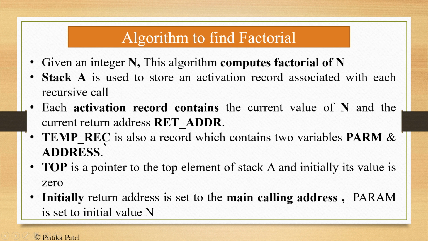This temporary record is required to simulate the proper transfer of control from one activation record of the algorithm factorial to another. Whenever a temporary record is placed on the stack A, copies of parameter and address are pushed onto A, that is our stack, and assigned to n and returning address respectively.